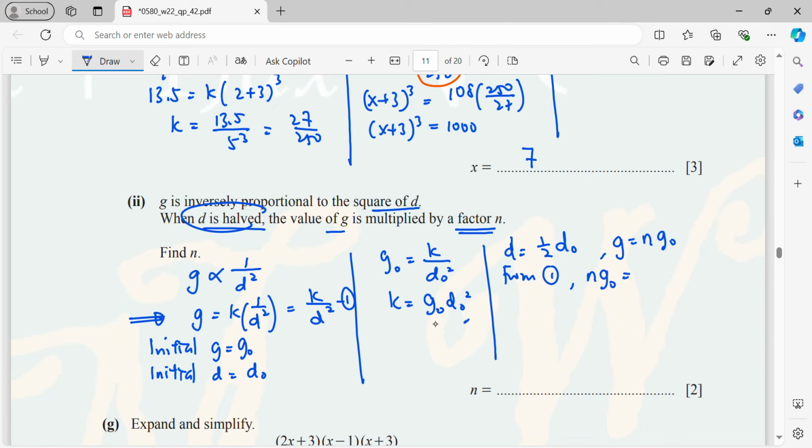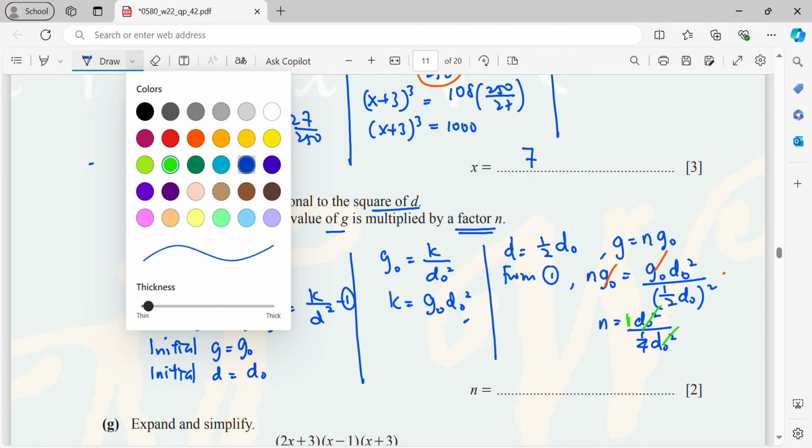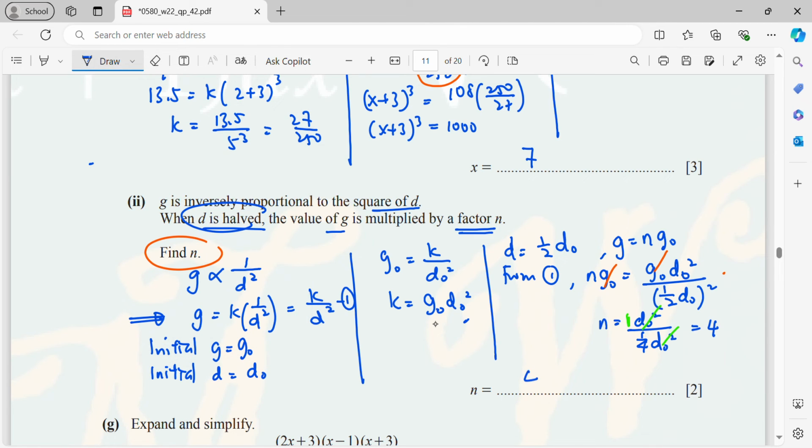Then K is this: G naught D naught squared over D squared. So now my D is half D naught squared. Obviously the G naught will be cancelled off, right? And I need to find the n. So I just need to simplify the right side. That means now you will be getting n equals D naught squared over the square of half D naught, which is 1 over 4 D naught squared. So D naught squared and D naught squared will be cancelled off. Therefore, left with 1 over 1 over 4. That is going to be 4. So that is the n value.